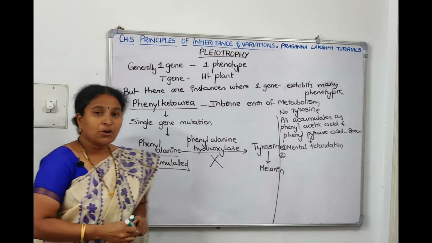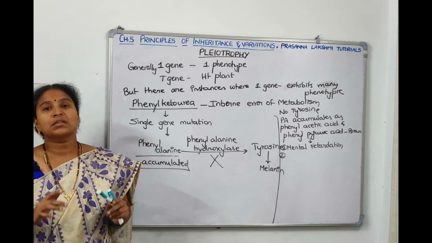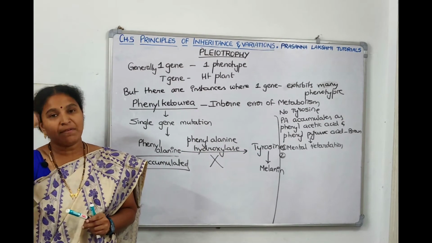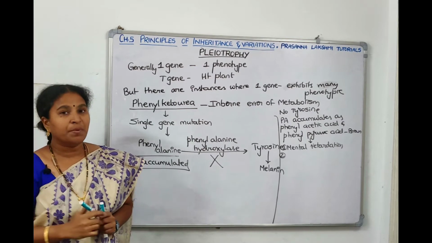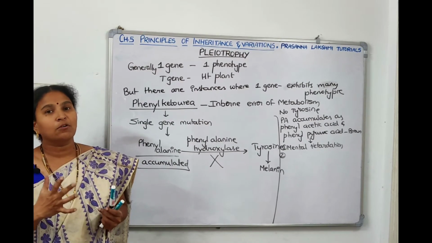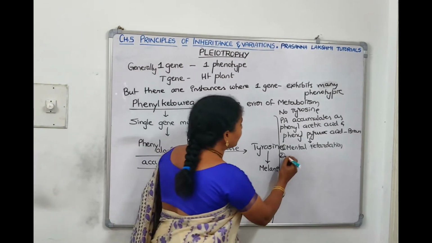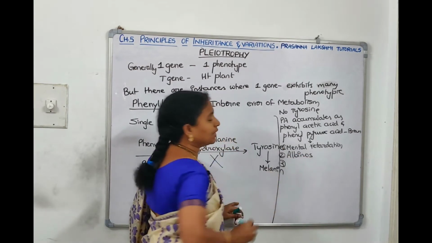Then next one, because phenylalanine is not converted to tyrosine, tyrosine will not be converted to melanin. Since melanin is not there, hair will not have any color. The eyeball will not have any color, and there will be no complexion or body color. So we call this albinism. No color for the body, no color for the eyeball, no color for the hair. It's called albinism, albinos. This is the second change we can see.